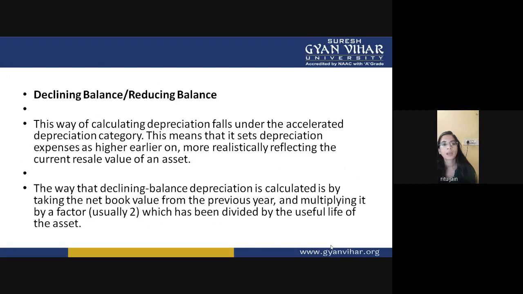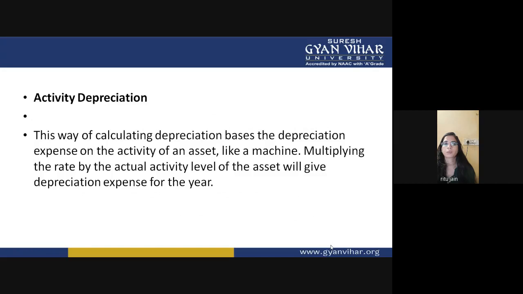The way that declining balance depreciation is calculated is by taking the net book value from the previous year and multiplying it by a factor which has been divided by the useful life of the asset. So these are three methods which are very important to understand what depreciation is. One is your straight line method, the sinking fund method, and next is your declining or reducing balance method.